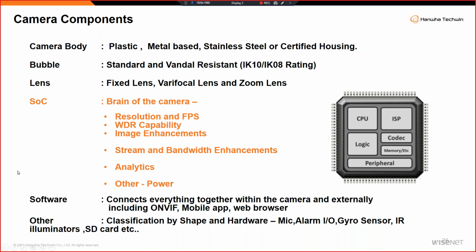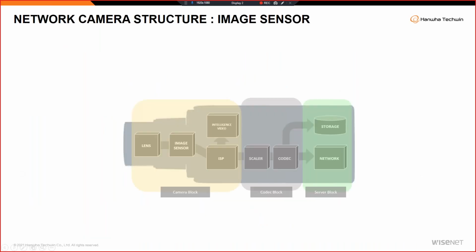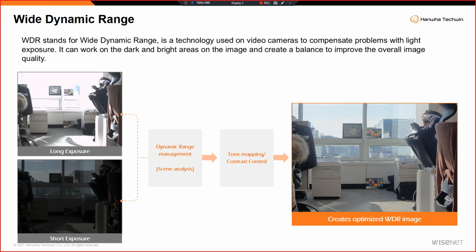Then we talked about the chipset. Chipset is responsible for everything. We talked about the breakdown of the camera. It starts with the lens, sensor, processing, and then compression, and then the camera sends out through the network cable. We saw CMOS, CCD sensor, WDR. WDR is two different lighting conditions in the same scene, two different contrasting lighting conditions. You will require WDR technology to take the best of both and give you a single image.